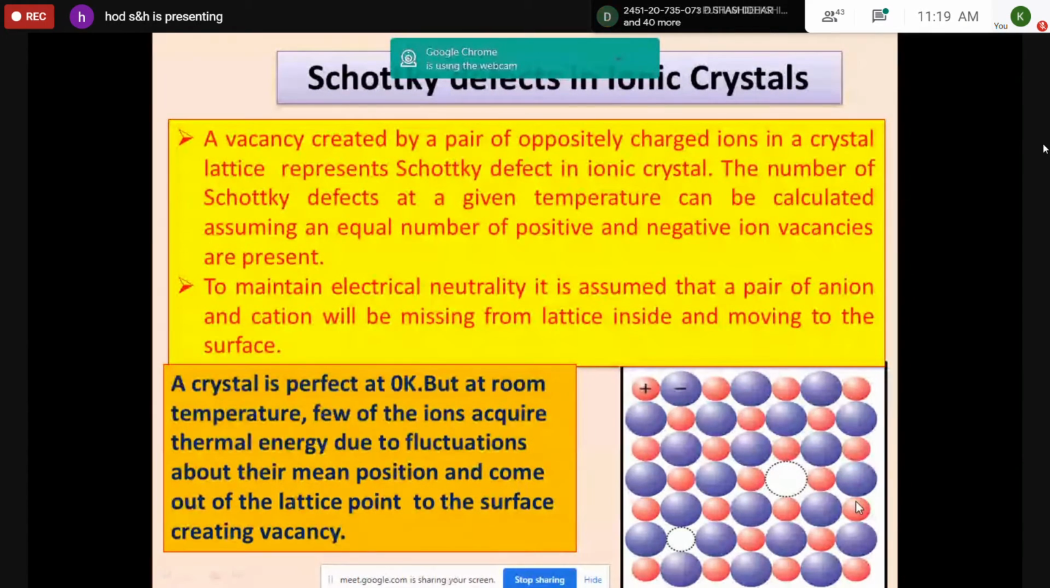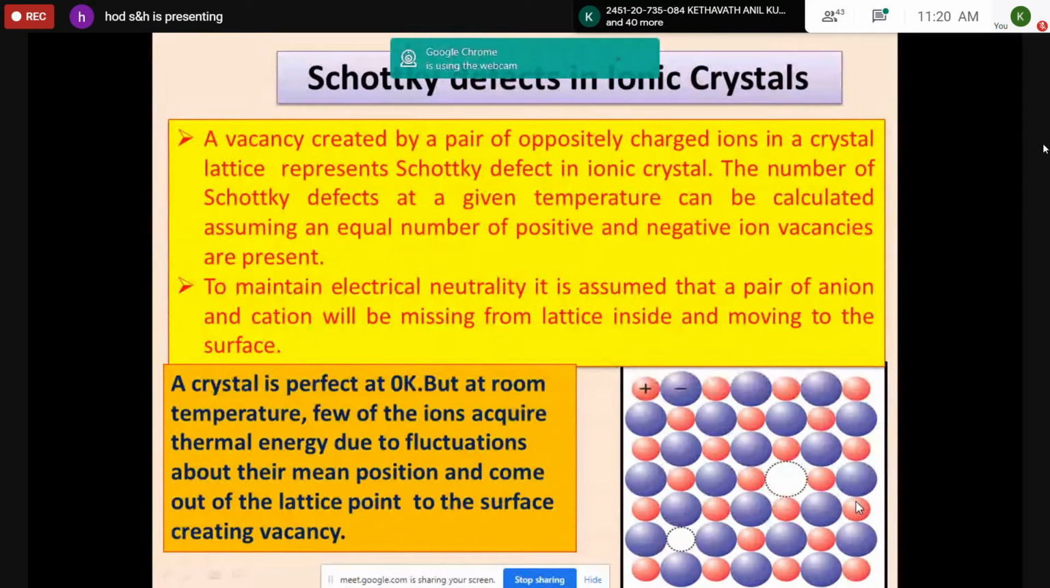Now you have to calculate the number of Schottky defects present per unit volume at a given temperature, which is called the equilibrium concentration. And one thing to be assumed here is electrical neutrality, because simply a positive ion moving from the inside to the outside would unbalance the electrical neutrality of the given ionic crystal. So it is assumed that to maintain electrical neutrality, a pair of anion and cation will be missing from the lattice inside and moving to the surfaces. With some energy, a cation and anion go missing from the lattice and are at the surface of the crystal as shown in the figure.